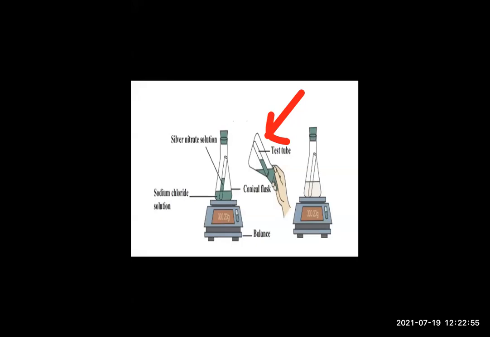Give the answers in the chat box. Okay, very good. Silver. It's a white precipitate of silver chloride in sodium nitrate solution. Is there any change in the weight? See the reading, students, in the balance. It's same, no? So no change in the weight.